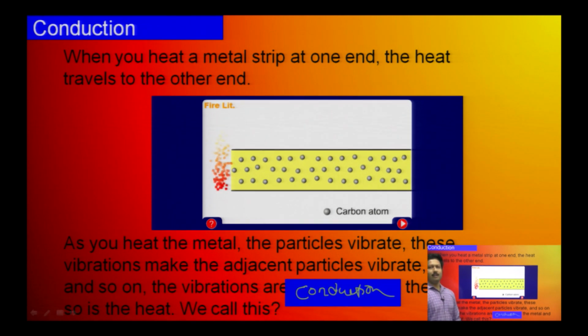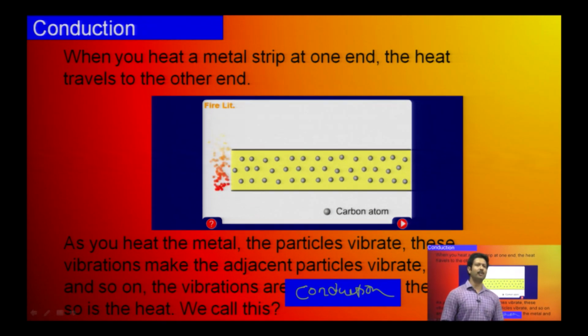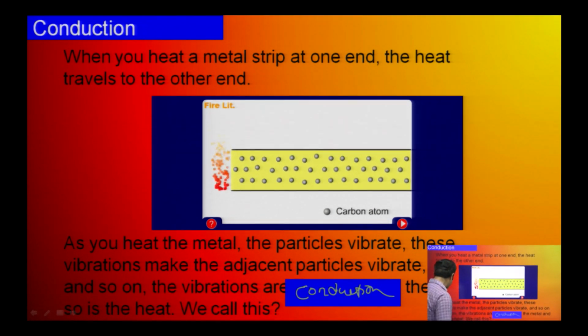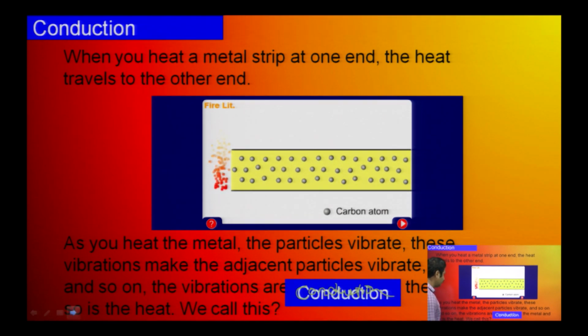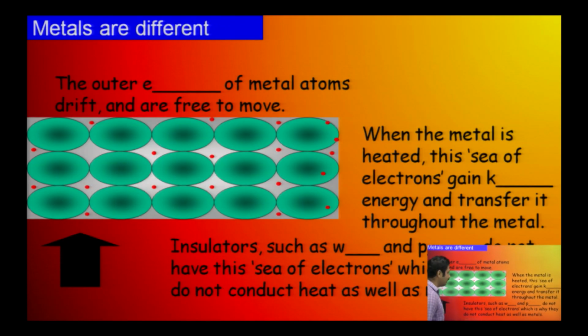Okay, so this is something you should know, how the conduction occurs. Okay, now let's talk about something else. See, the metals are different. The outer electrons of metal atoms drift and are free to move. That's what I have just explained to you. The outer electrons are the most unstable electrons, and those electrons are free to move.